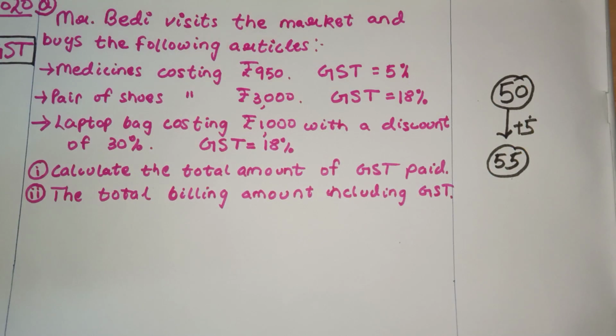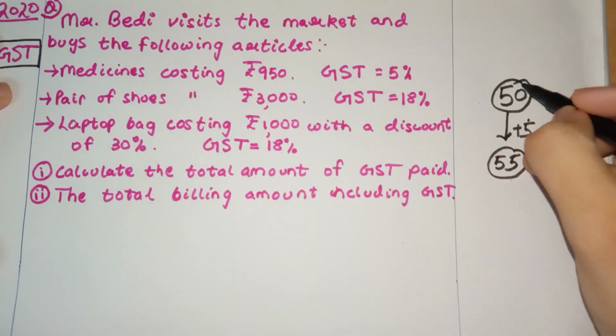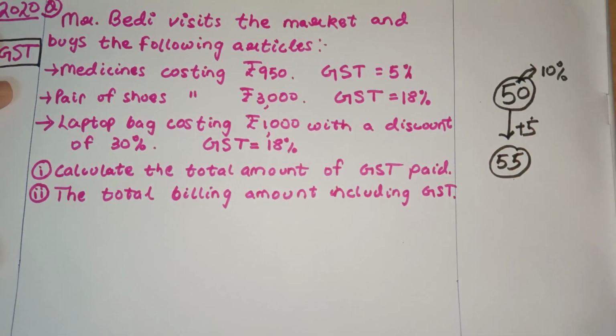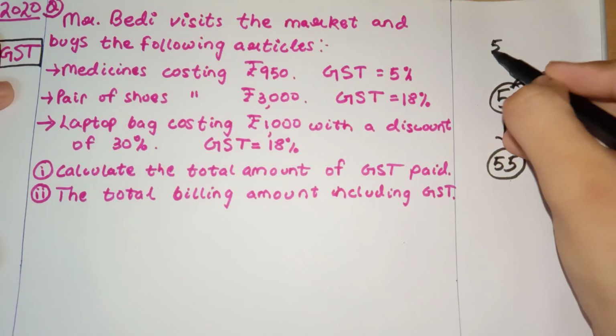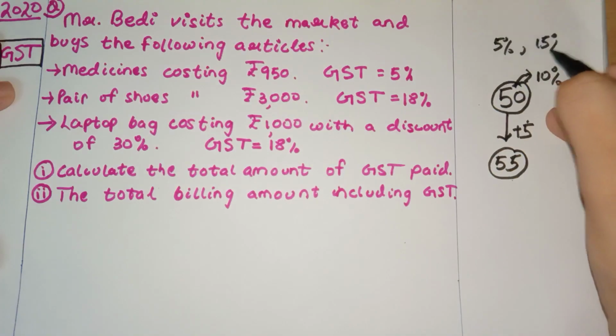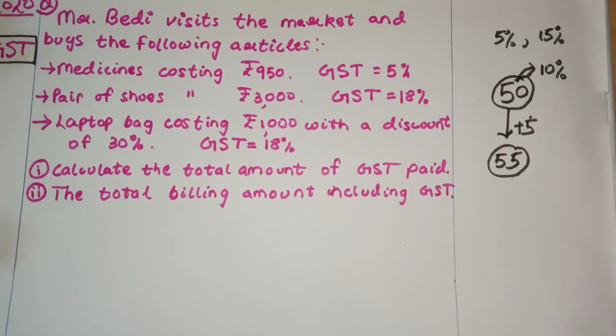So how is it decided? Why 5 rupees? Why is it not 1 rupee? Why isn't it 10 rupees? It can be any amount, right? So why is it only 5 rupees? See, GST is fixed for a particular product. On this ice cream, the GST was 10%. For any other product, the GST may be 5%. For some other product, GST may be 15%. So GST is fixed for a particular product.